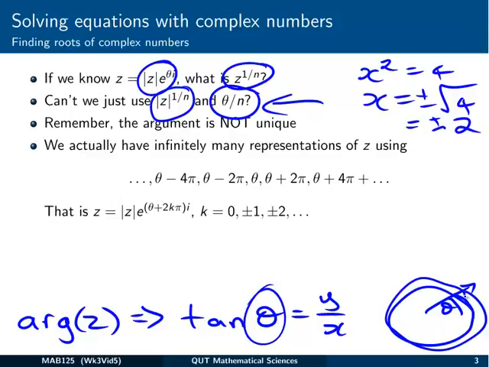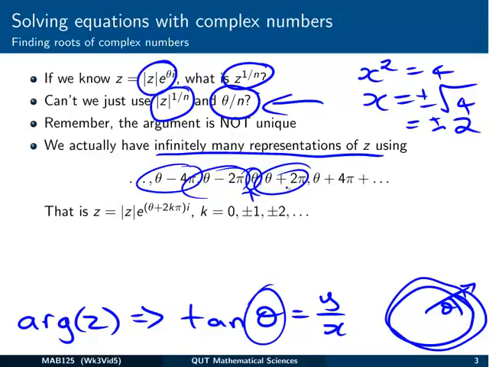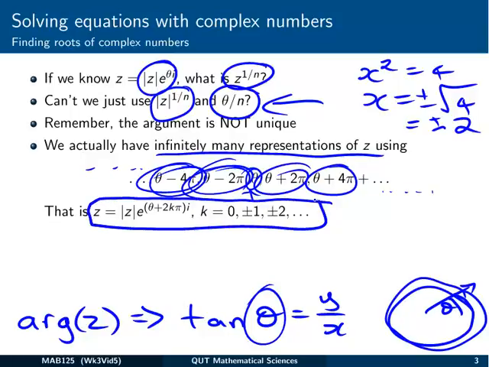So what we're going to do now is actually call back all of those other possible arguments. So we've got infinitely many representations of z using all of the possible different values for the argument. Theta itself, plus 2 pi, plus 4 pi, and so on, or minus 2 pi, minus 4 pi, and all the way back to minus infinity. So in other words, we can say our complex number, if we're not worried about a unique representation, is given by the modulus of z and then e to the theta plus 2 pi times an integer, k, where k can be 0, plus or minus 1, plus or minus 2, giving us all of these values here. So we've got mod z e to the theta plus 2k pi i.